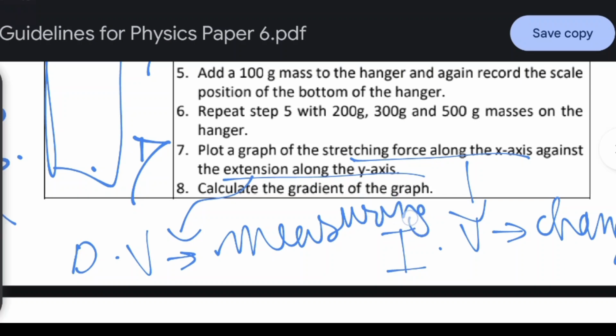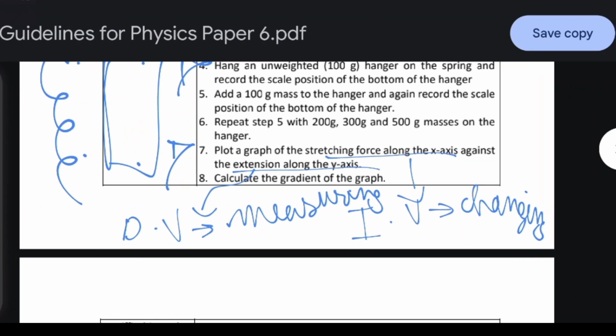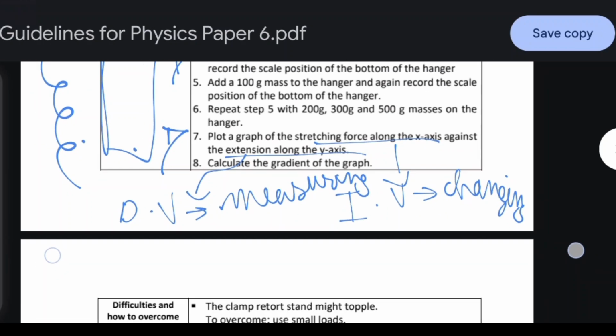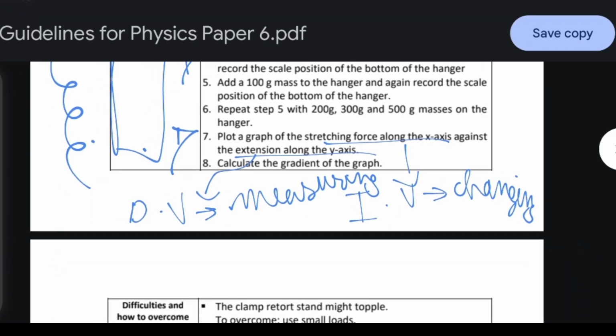Please note this down somewhere and remember this, because it will help you in the 7-mark plan and experiment question, because this is another gain of 3 marks after the repeat and average.